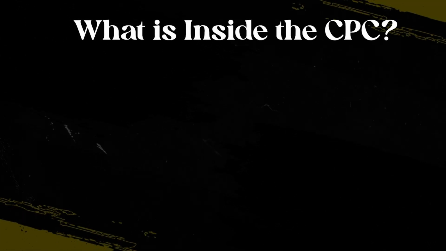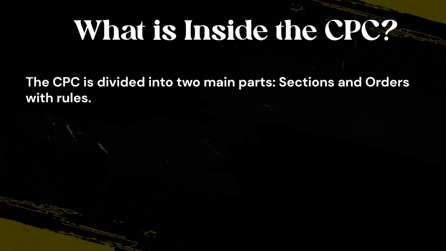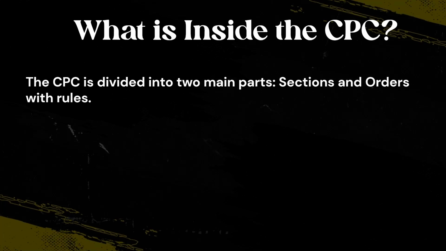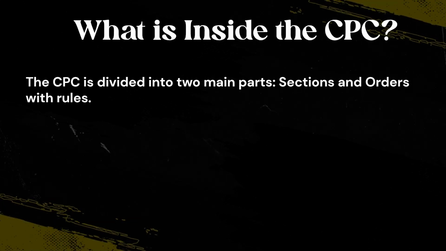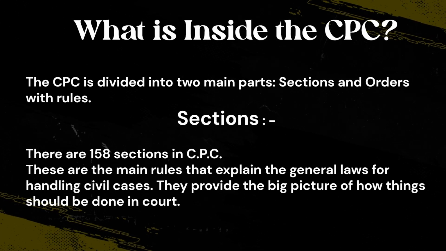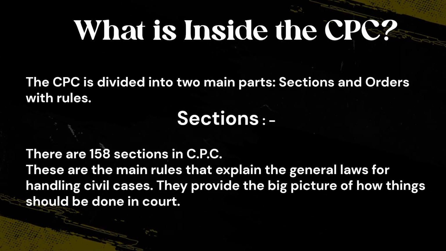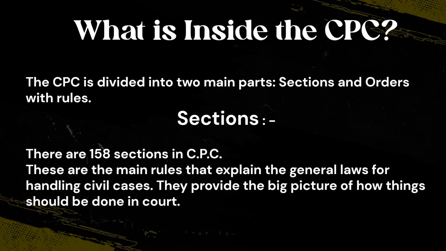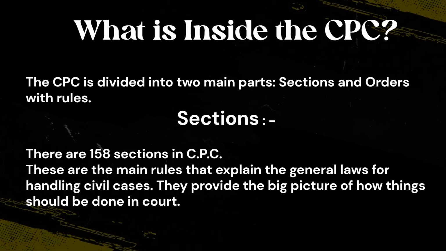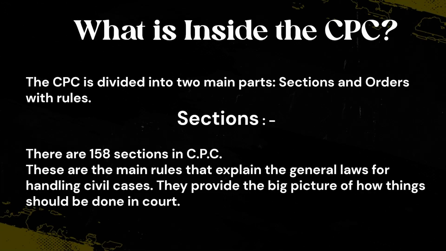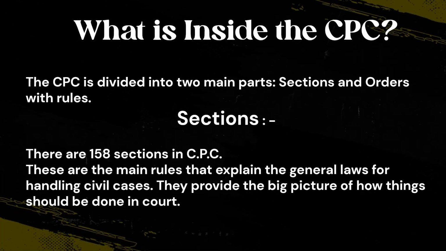What is inside the CPC? The CPC is divided into two main parts, sections and orders with rules. Sections. There are 158 sections in CPC. These are the main rules that explain the general laws for handling civil cases. They provide the big picture of how things should be done in court.